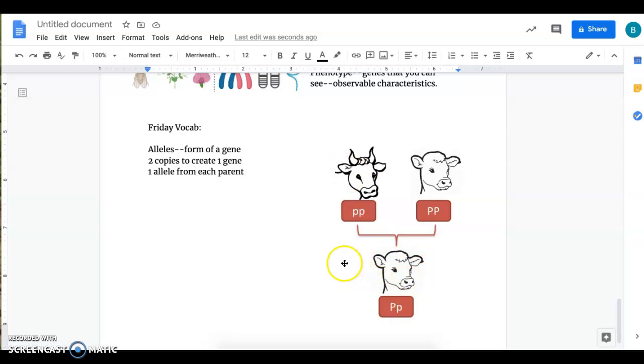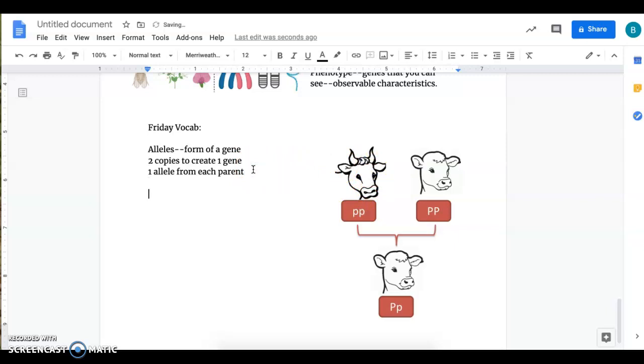But anyways, just kind of repeat what the alleles are. So there are these letter combinations, and when we have parents to offspring, we have to look at what they can give. Okay, so this cow can only give a small p to the baby cow, and this cow can only give a big P to the baby cow. So its allele combination ends up being big P, little p. Okay, so like I said, you get 2 copies to create 1 gene. In this case, we're talking about horns versus no horns. And then you get 1 allele from each parent.